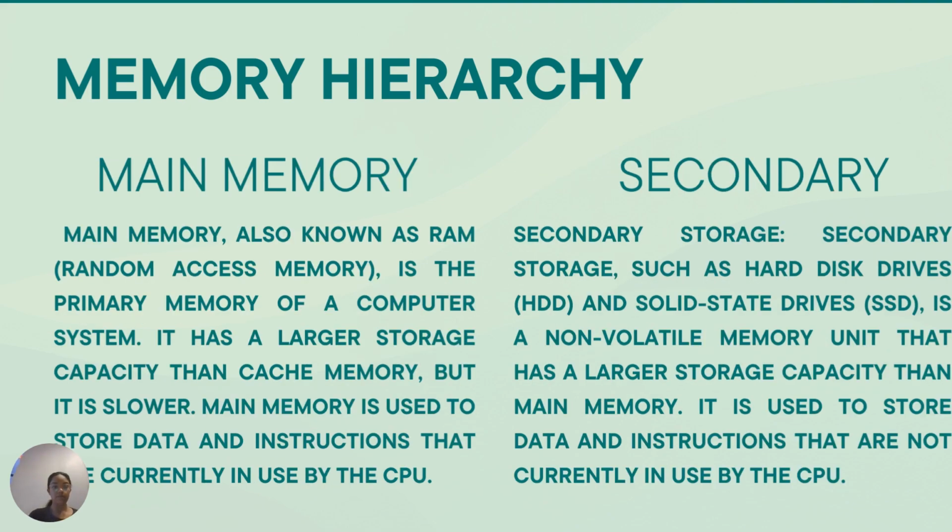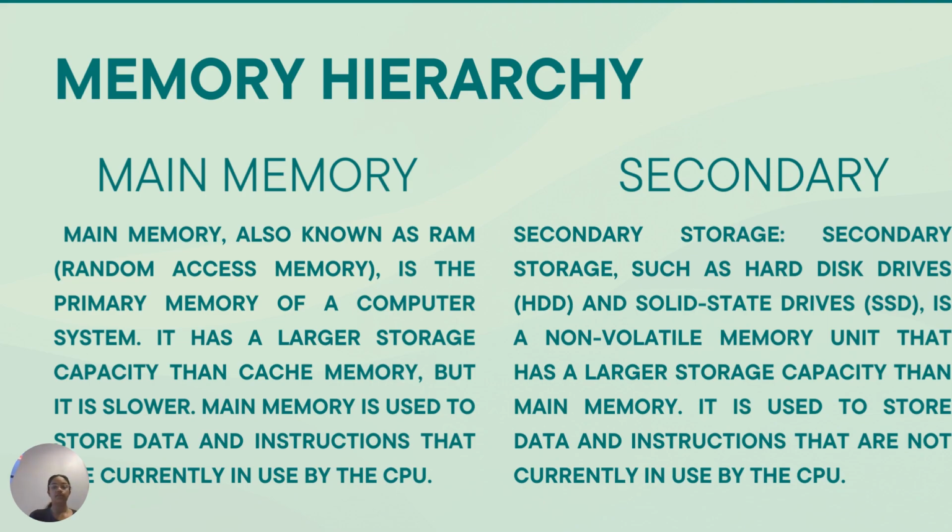Now we will see main memory. Main memory is also known as RAM, which is random access memory. It is the primary memory of a computer system. It has a larger storage capacity than cache memory but is slower. Main memory is used to store data and instructions that are currently used in the computer. Main memory can hold much more data than cache memory, and obviously it will be slower because it has much more to store. Main memory stores the instructions and data that are currently in use by the CPU.